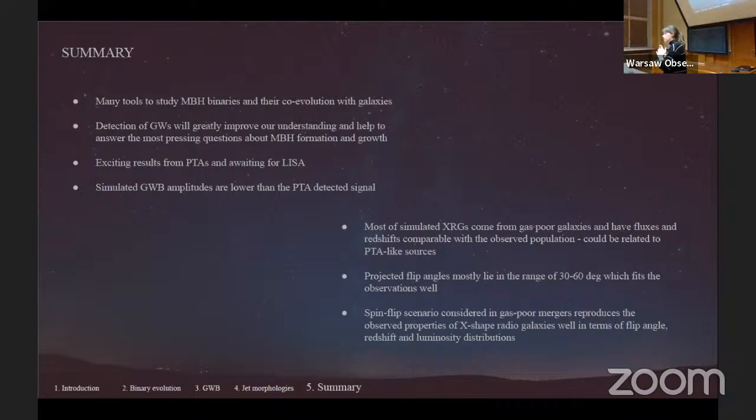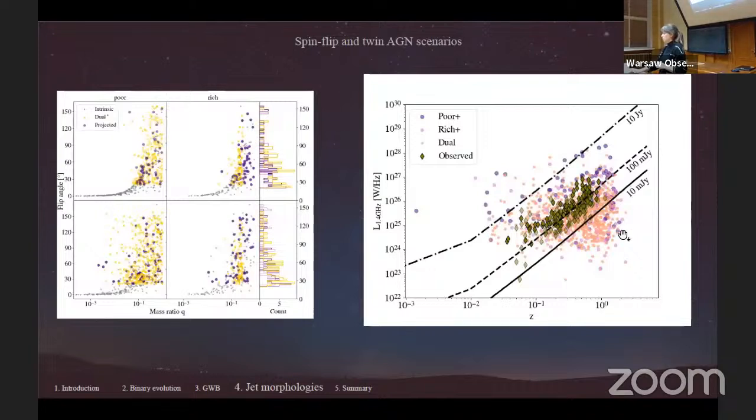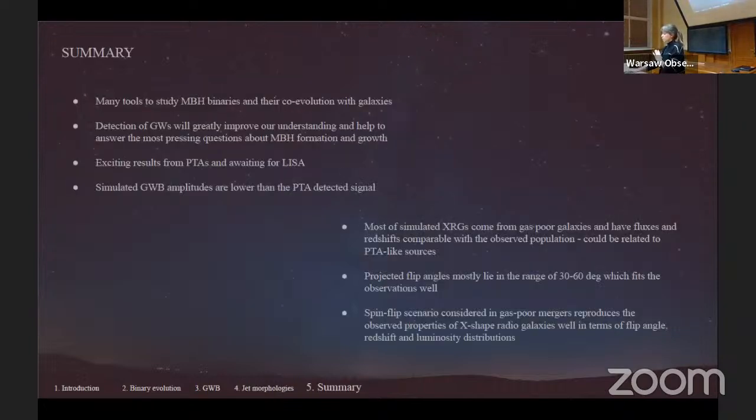As it comes to electromagnetic signatures, we have studied the very peculiar and rare X-shaped radio galaxies, and we have tested two scenarios that relate them with supermassive black hole binaries. And it turns out that they might be related to PTA-like sources. That means that they come from gas-poor galaxies, they have the most massive black holes, and they reside at quite low redshifts. The highest observed X-shaped radio galaxy is up to redshift 2.5. So this can relate them to pulsar timing, which makes a lot more room for multi-messenger studies.